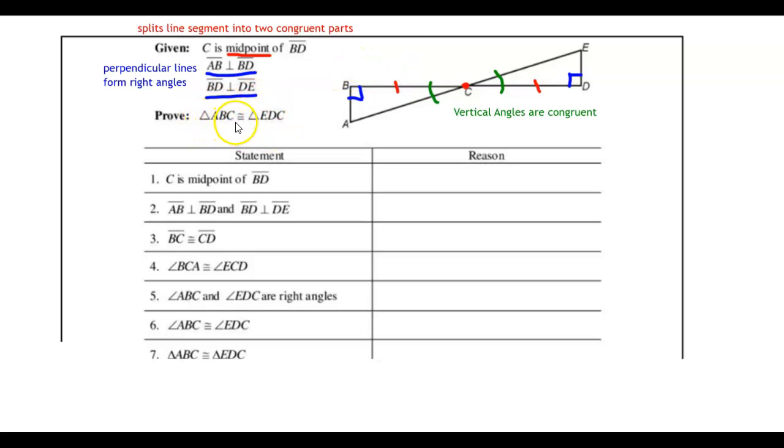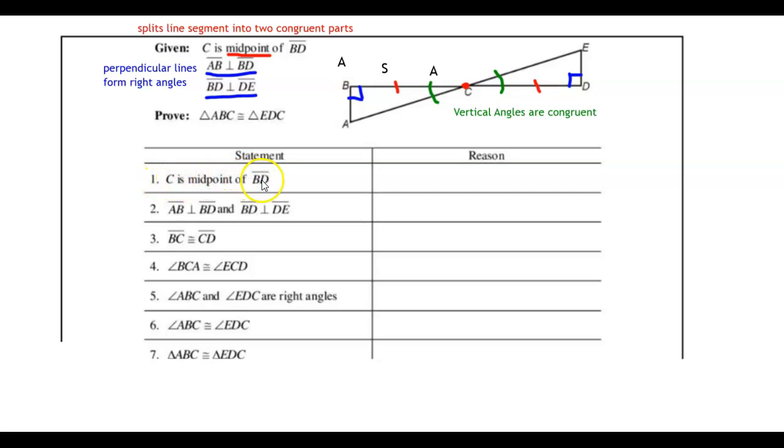So to prove that triangle ABC is congruent to triangle EDC, I can see that I have an angle here, a side here, and an angle here. In other words, a side in between these two angles. Since that side is included between the two angles, we say that this is the ASA postulate. Now that we understand the diagram, let's fill out the reasons.